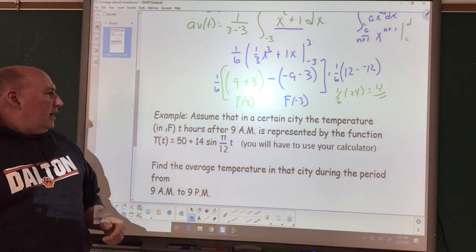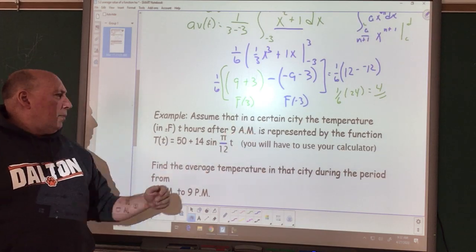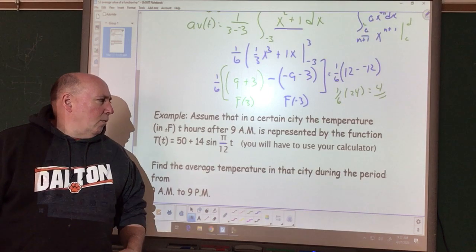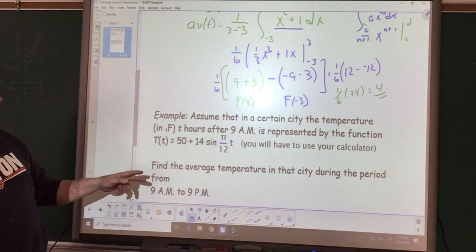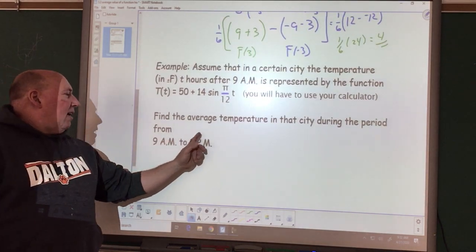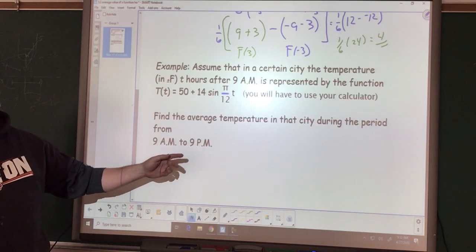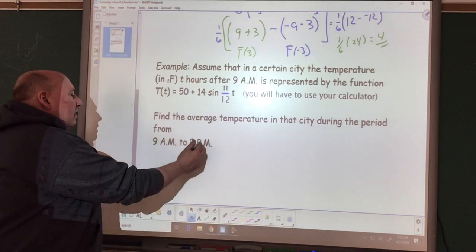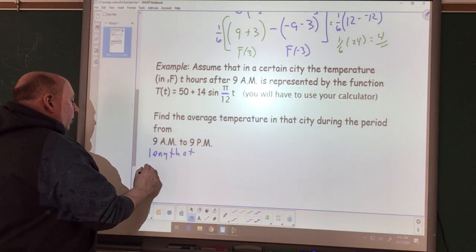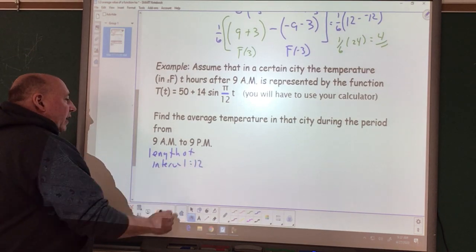Assume a certain city, the temperature in Fahrenheit in t hours from 9 a.m. is represented by this function here. We will use our calculator to be able to calculate this antiderivative. We want to find the average value of the function in the city during the period from 9 a.m. to 9 p.m. Well, the length of our interval is a value of 12.